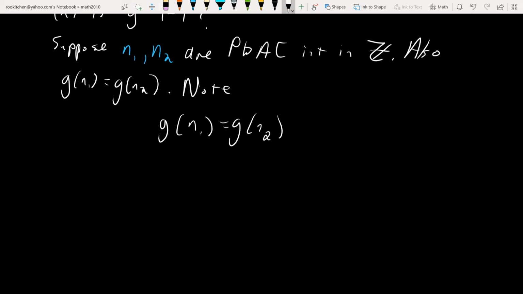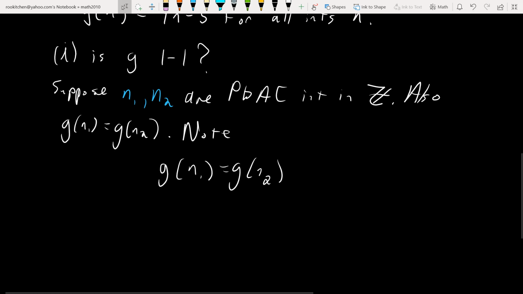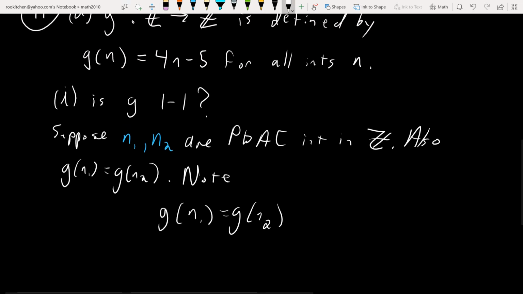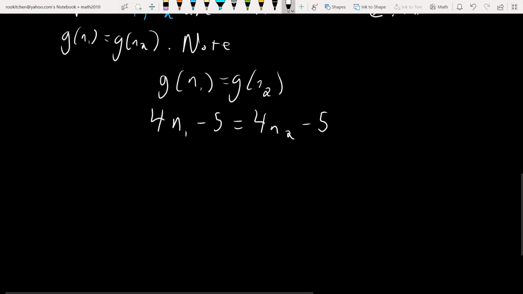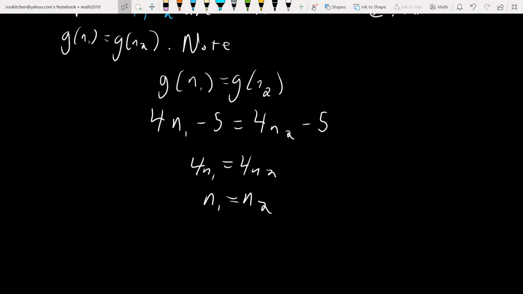By definition, then we could rewrite this as, I've got to scroll up to the definition there. So by subbing in n1 on the left-hand side, 4n1 minus 5. On the right-hand side, 4n2 minus 5. Okay, and from here we just use algebra. You can add 5 to both sides. You get 4n1 equals 4n2. Then you can divide both sides by 4, and you get n1 equals n2, which is what we're trying to show.